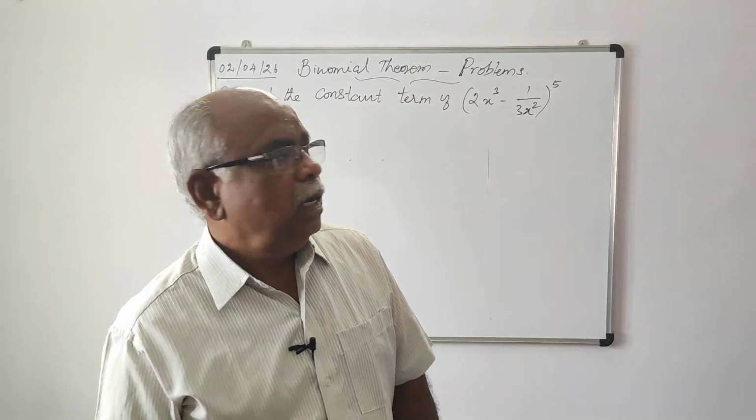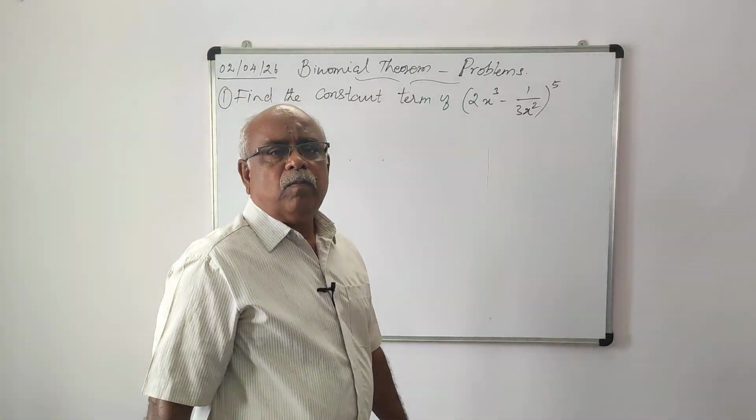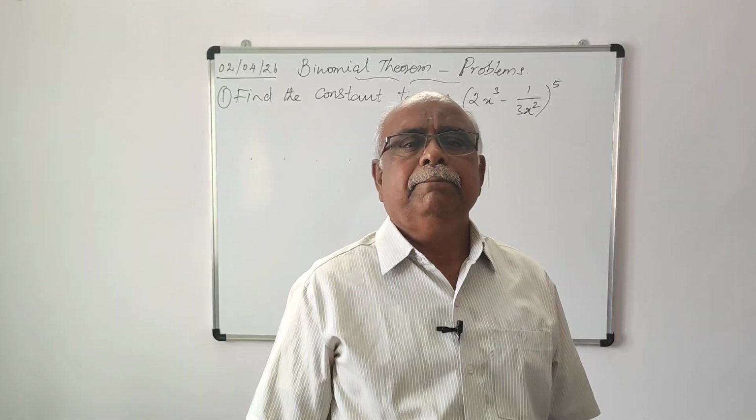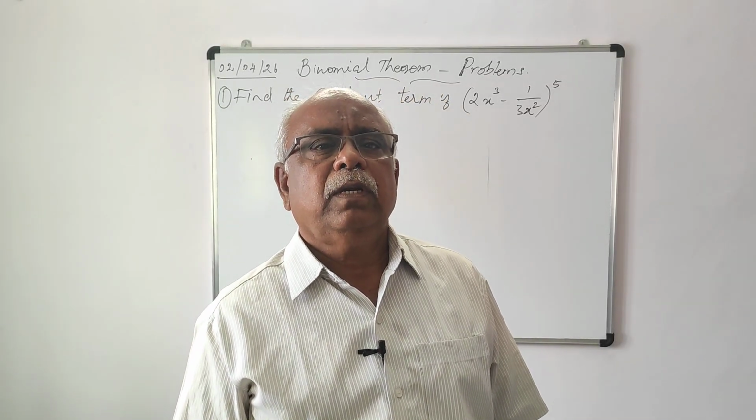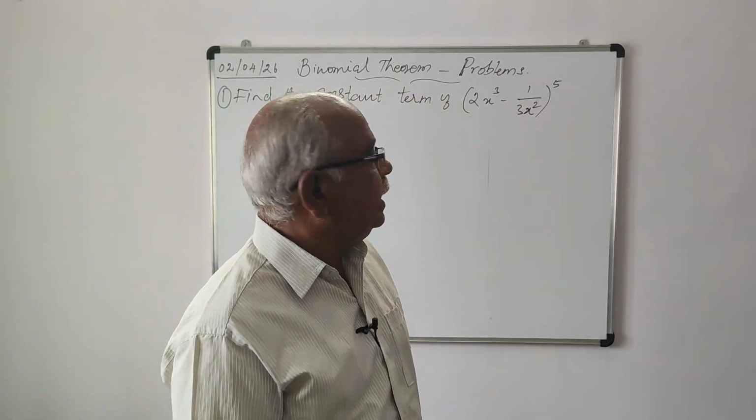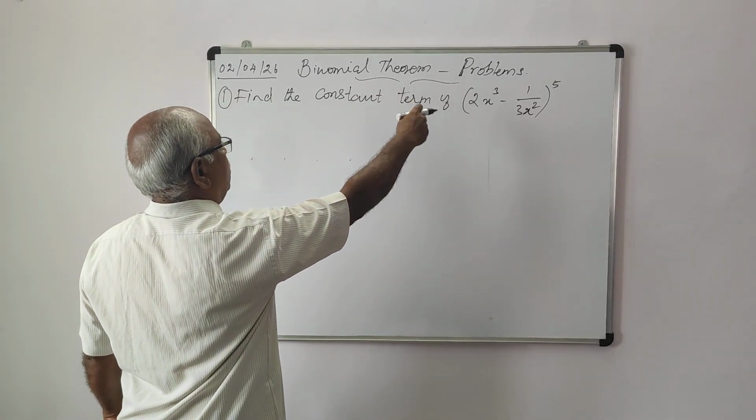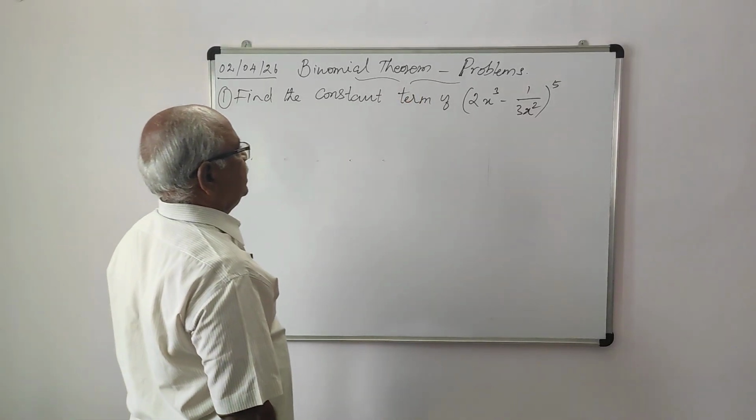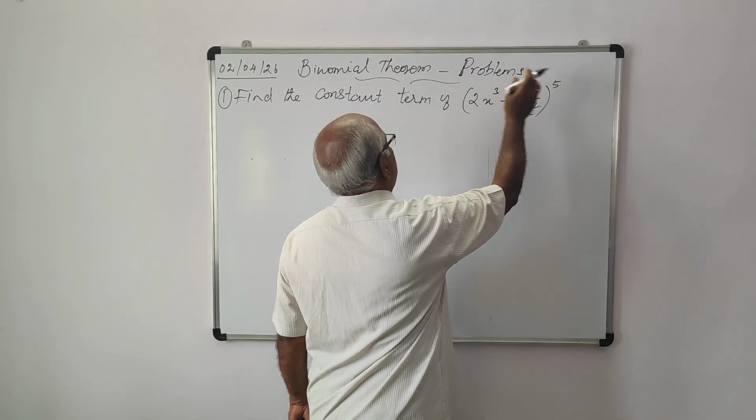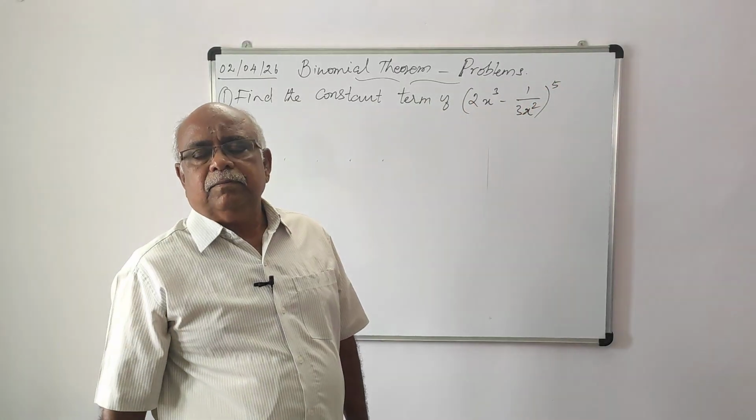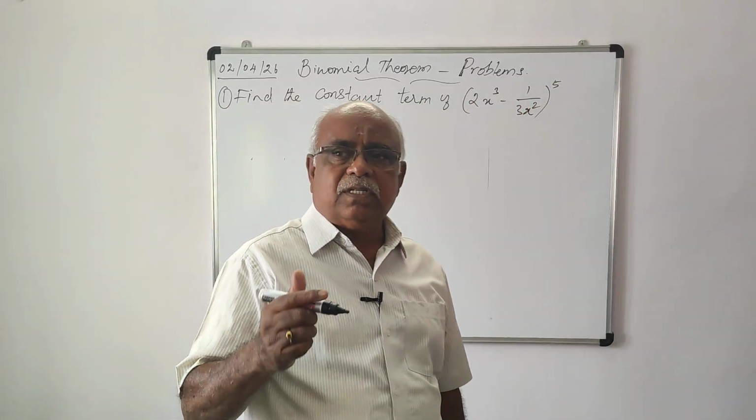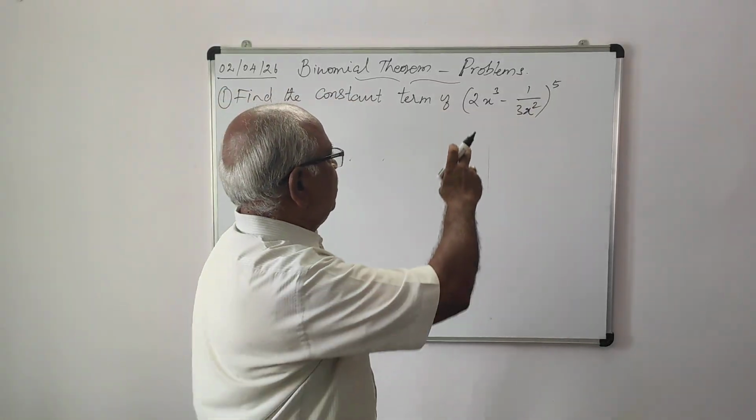My dear students, in this video, in the topic Binomial Theorem, we are going to see some problems in your textbook. That is the first problem. Find the constant term of (2x cube minus 1 by 3x squared) the whole power 5. Constant term means the term which does not contain the variable x.